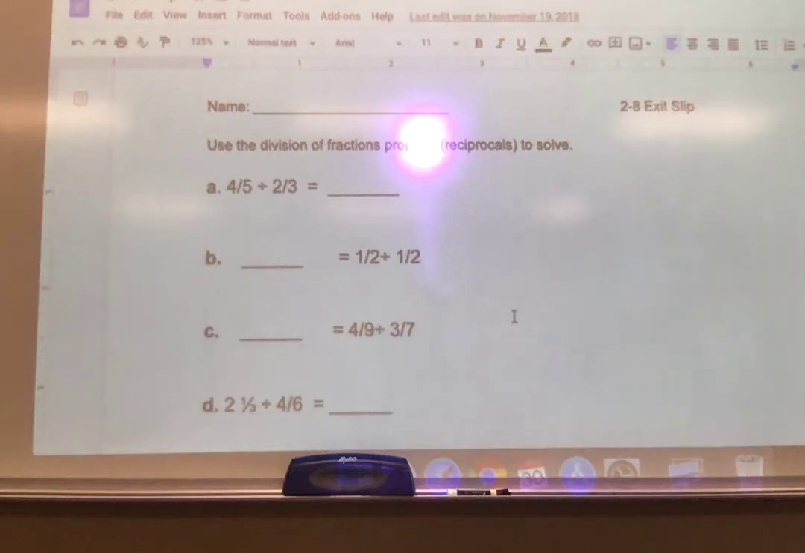Okay, jumping into exit slip 2.8. We're going to use the division of fractions property using reciprocals to solve division of fraction problems. But guys, this is the way you're going to use almost all the time. We've taught you other ways with common denominators, saying them backwards, and that's just to develop our understanding a little bit more deeply of what's going on.